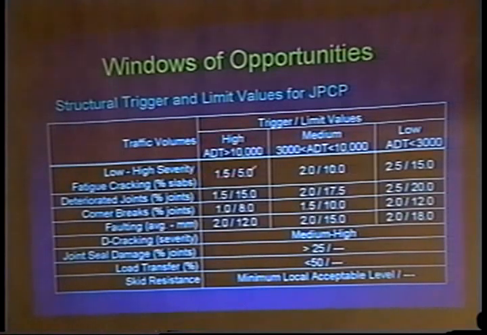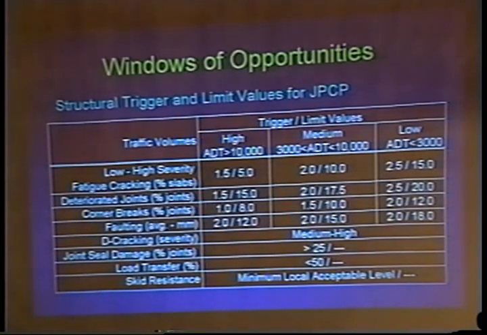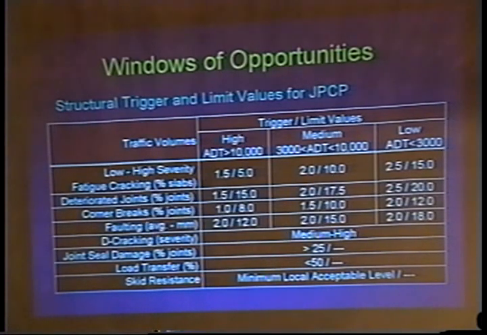For a high traffic volume type of road, you might, let's say, use deteriorated joints, a percentage of the joints, anywhere from 1.5 to maybe 15%. And then for a low volume road, you could use a little bit higher trigger values. Load transfer, measuring that, less than 50%. Whatever way you'd want to set that up in a program such as that. That's for your structural values.